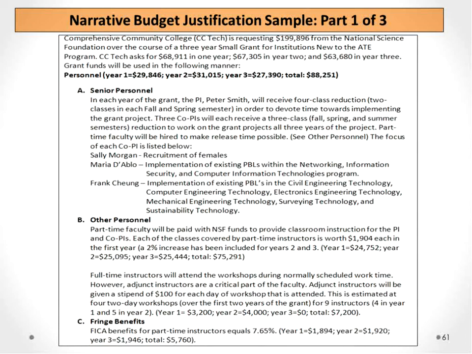Now, here's an example of a narrative budget justification. I've got 3 pages here just to show you a few things about the kinds of details that reviewers and program officers will be looking for. In this case, you've got a college that's in the small grants category, requesting $199,896. In the senior personnel, they tell about who's going to be working and what they're going to be doing for the money that you're asking for. You've got other personnel, and you're explaining specifics about what those people are going to be doing and how much money you're asking each year for that. And then we've got the fringe benefits that are associated with the salaries that are being requested.